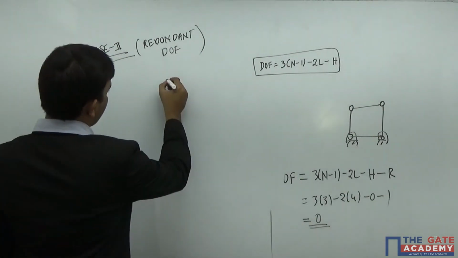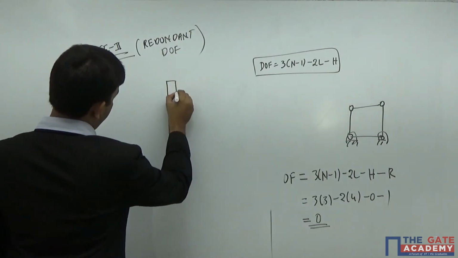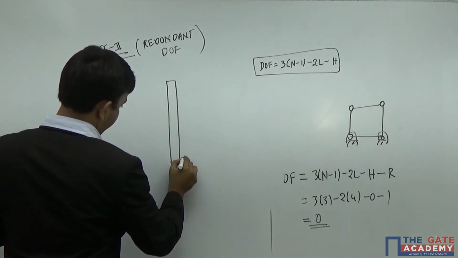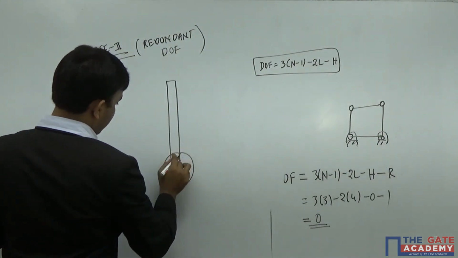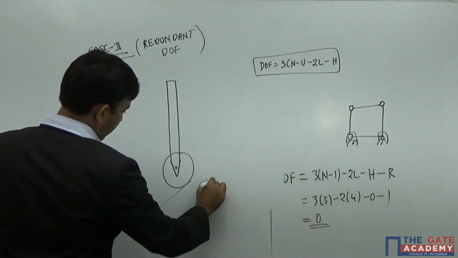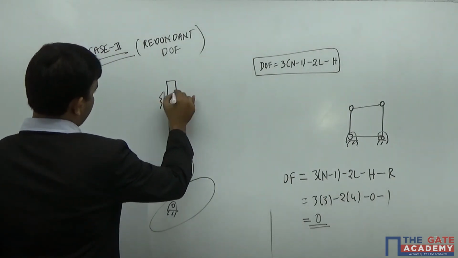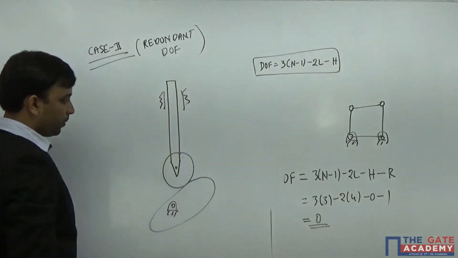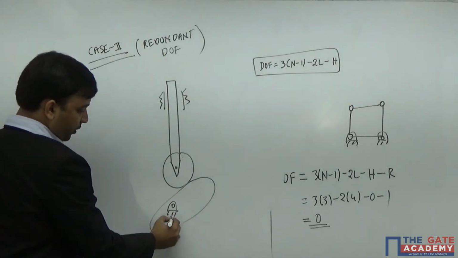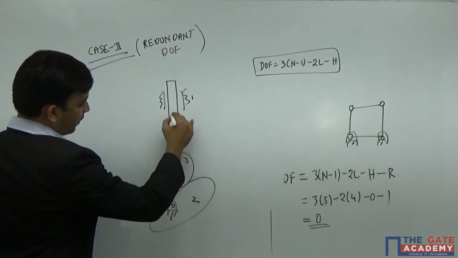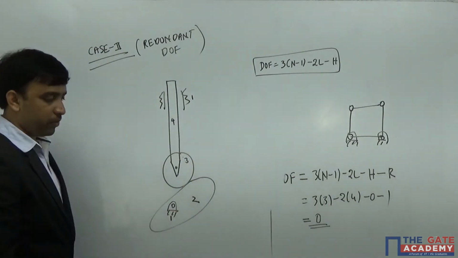Calculate degrees of freedom for this mechanism. It's a roller. The roller is hinged at this point, at the center. So this is your cam, a cam with a roller follower. If you look at this mechanism, it's a fixed link, link number 1. The cam is link number 2, this roller is link number 3, and the follower is link number 4.